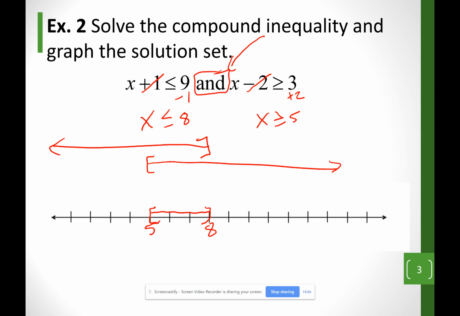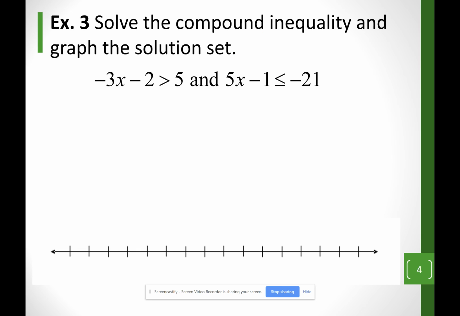That's my graph. Now, if they ask you for the interval notation, how far left do we go on the graph? We go as far left as 5. How far right do we go? We go as far right as 8. Let's take a look at another example. I'm going to bring the negative as a positive 2 to the right. So I have negative 3x is greater than 7. Divide both sides by negative 3. I'm dividing by a negative, so x is less than negative 7/3, or negative 2 and 1/3.